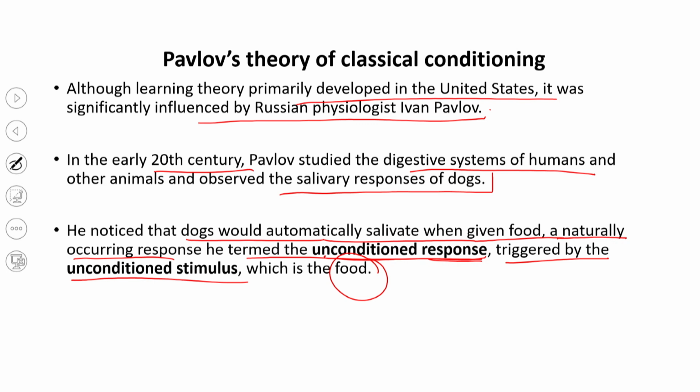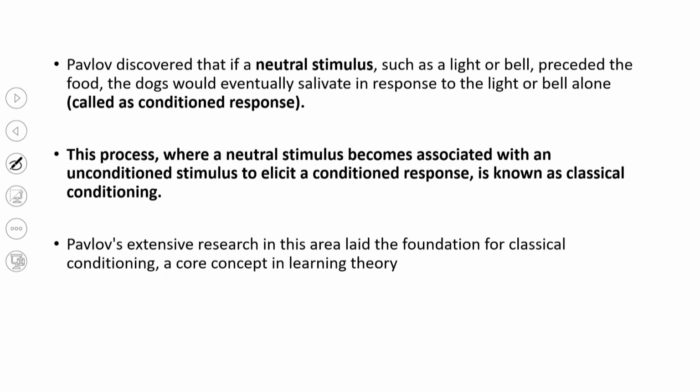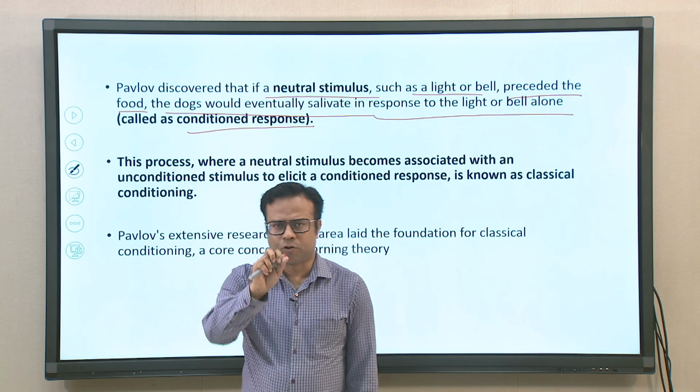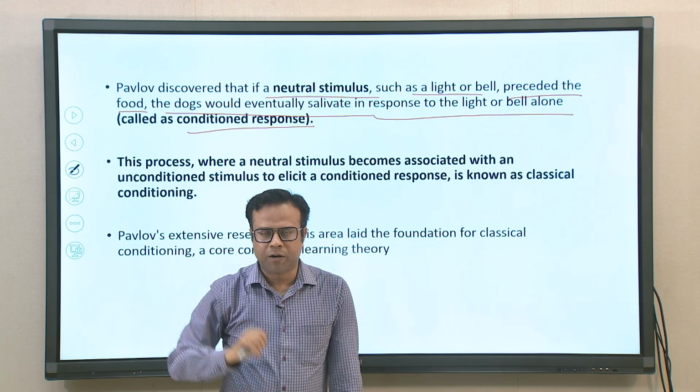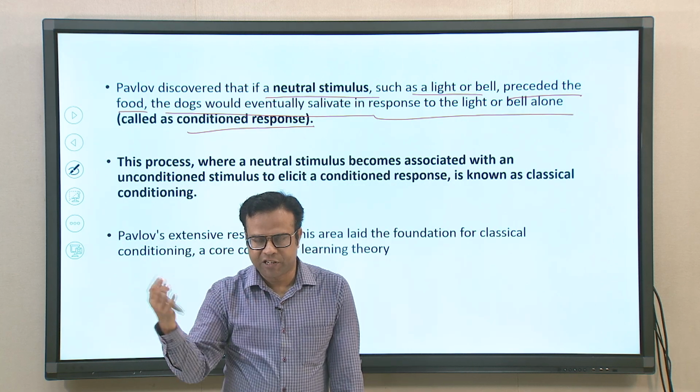So, he was just observing some of this phenomena that is happening with the dog. Pavlov discovered, kind of accidentally, that if a neutral stimulus, which does not stimulate any particular response from the dog or whatever animal, such as a light or a bell, precedes the food, the dogs would eventually salivate in response to the light or bell alone, which is called a conditioned response. Now, what happens? I will talk about this using some figures and steps and so on.